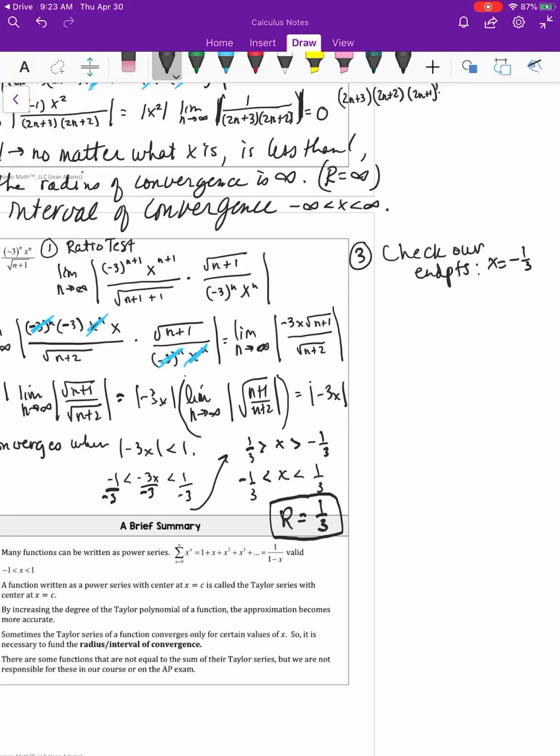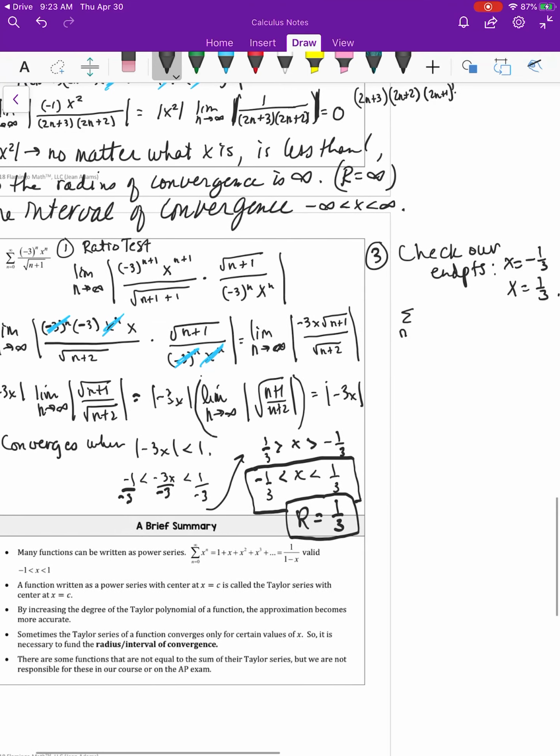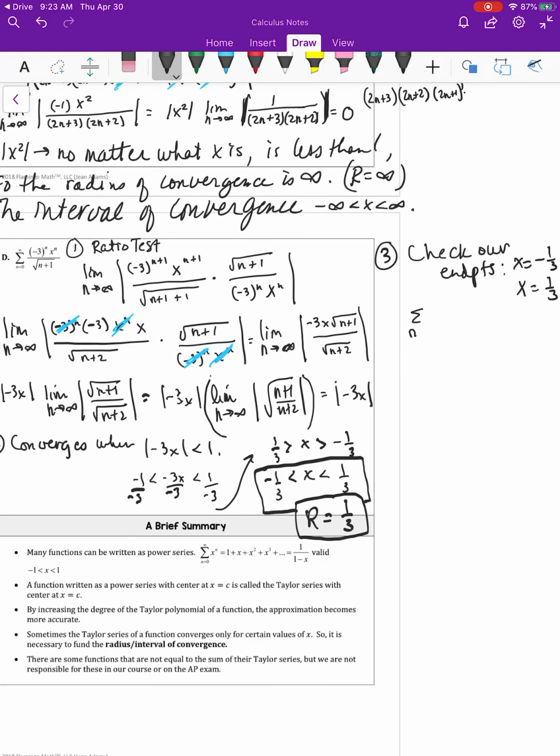So number 3. That's why I have not circled this interval of convergence yet. x equals negative 1/3 and x equals positive 1/3. But this is going to be our interval of convergence. I just have to know, do I need to put an equal to sign on either one of those?